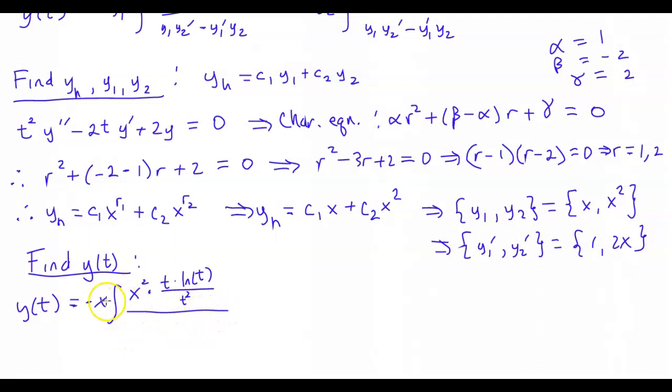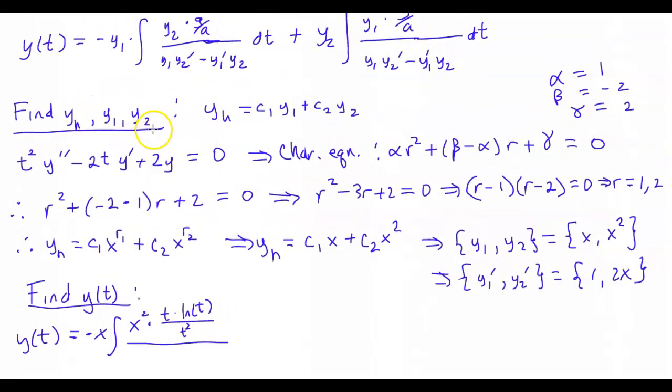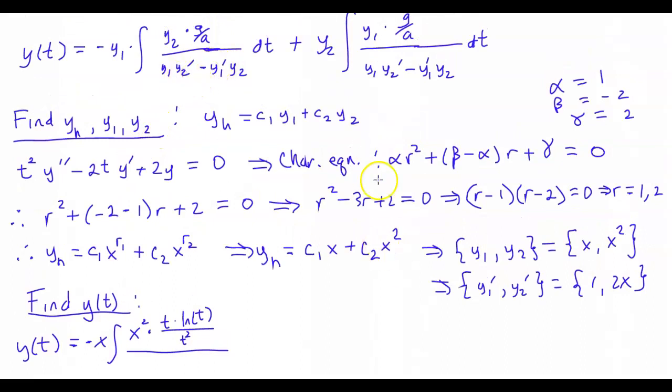All that divided by my Wronskian expression. Our Wronskian expression is here. Our y1 is going to be x. Our y2 prime is going to be 2x minus y1 prime, which is just 1, times y2, which is x squared. And all that dt.